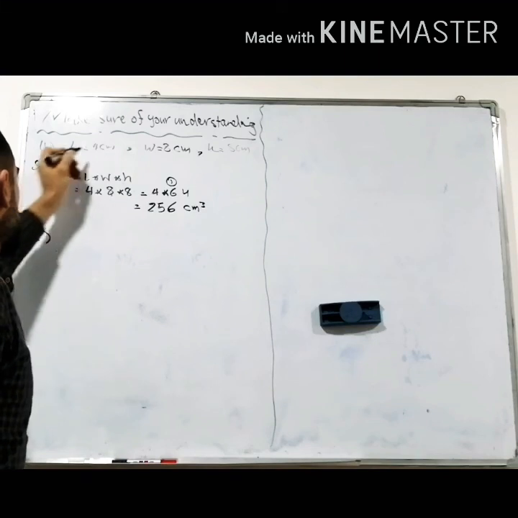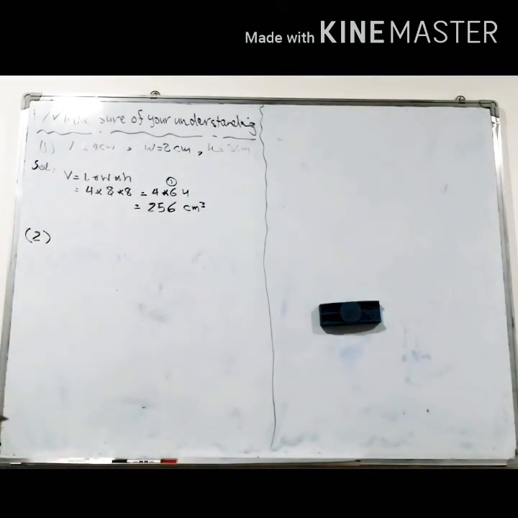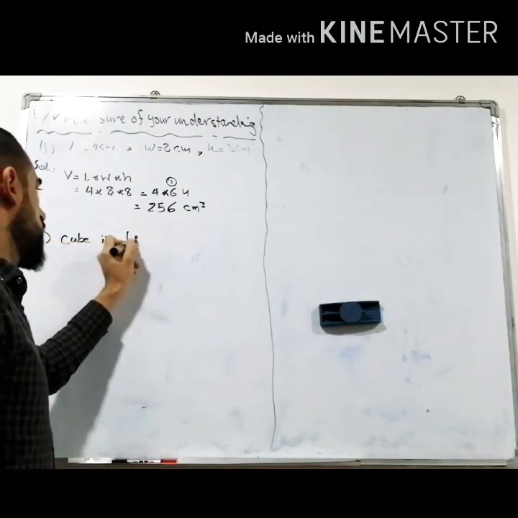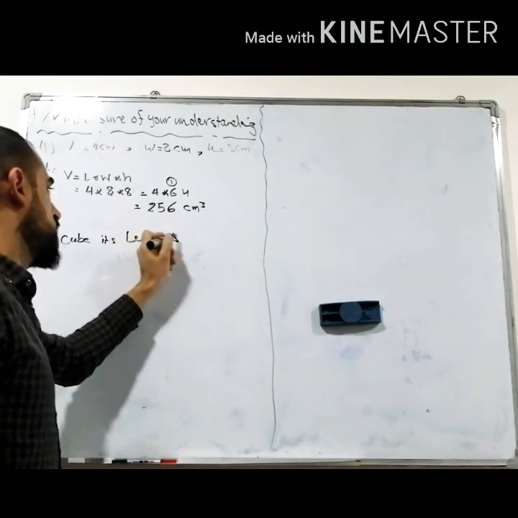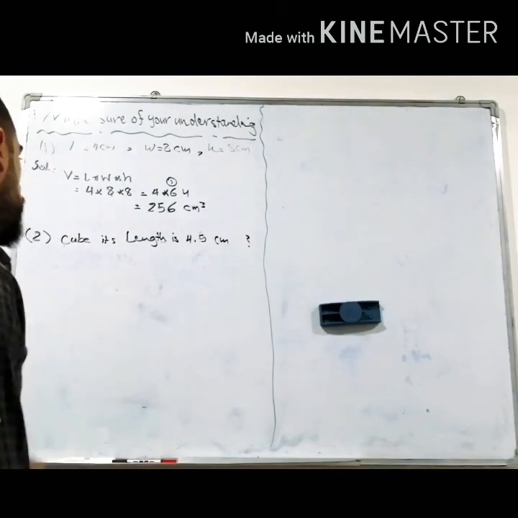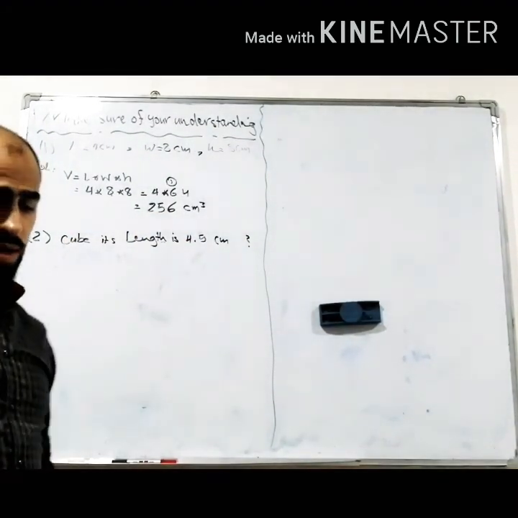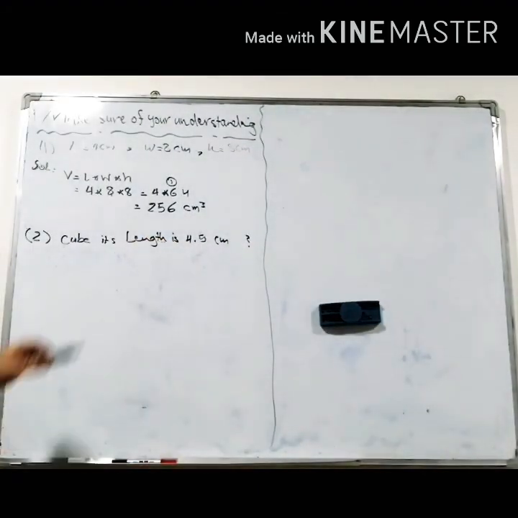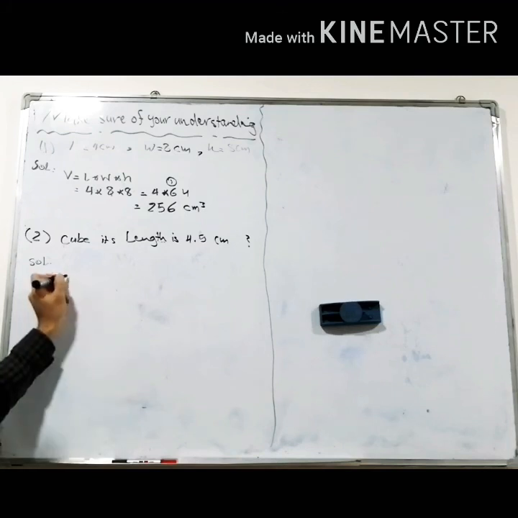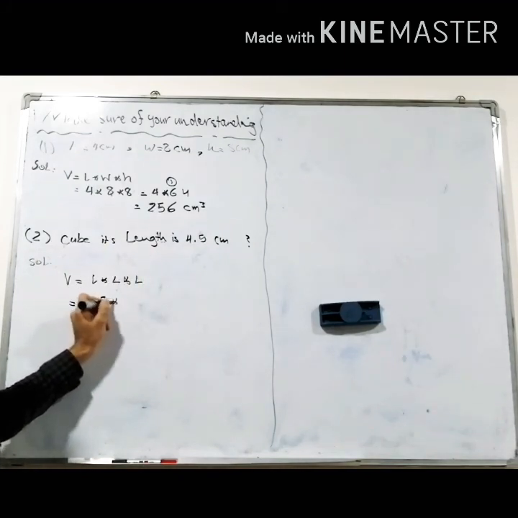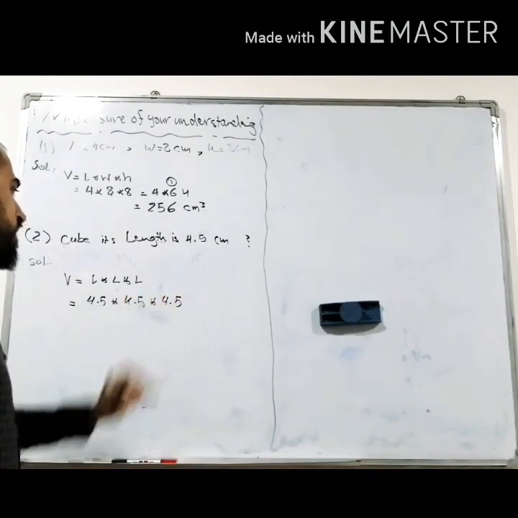And question number 2. What is the volume of a cube whose edge length is 4.5? Here we have a cube. Its length is 4.5 centimeter. Find the volume of the cube. Since the 3 dimensions of a cube are equal, the length and width and height are all equal in measurement, so the volume of a cube is also directly applied in the law of volume of cube, L by L by L, which is 4.5 multiplied by 4.5 by 4.5.